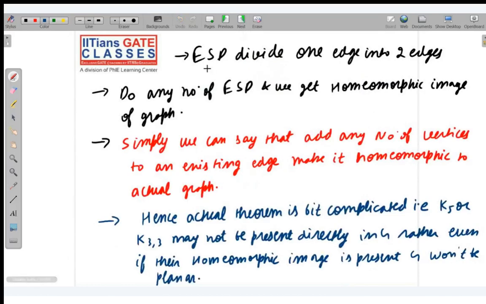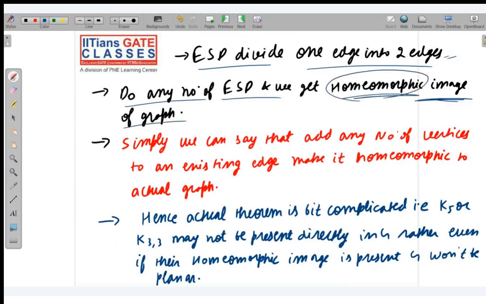Okay, so next is elementary subdivision: divide one edge into two edges. I think I have told you this thing. So do any number of elementary subdivisions, we get a homomorphic image of the graph. That is a homomorphic image. You do one elementary subdivision, 2, 3, 4, 5, whatever you want. Even zero elementary subdivisions you can take. No need to worry.